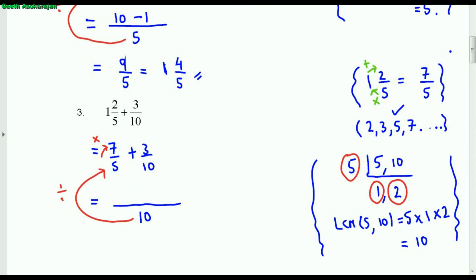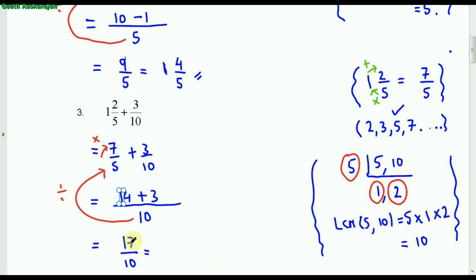So if I go back to my blue pen, 10 divided by 5 is 2. 2 times 7, 14. Plus, doing the same operations for the second fraction, 10 divided by 10 is 1. 1 times 3 is 3. And if I continue below, so 14 plus the 3 is 17. So it's 17 over 10.